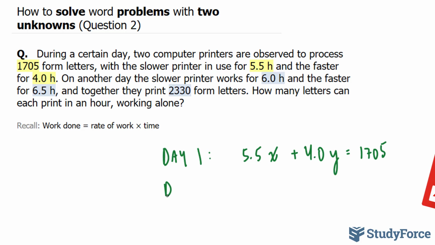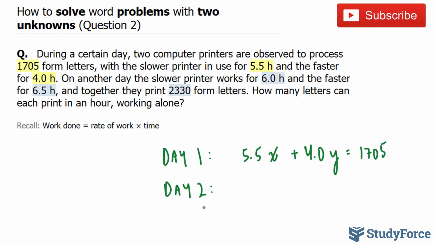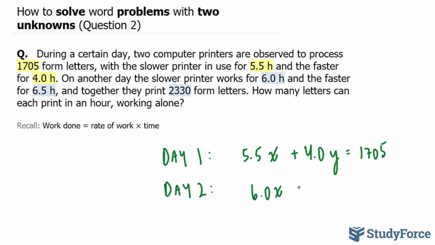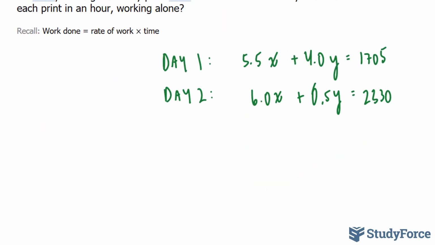1,705. On day 2, we are told that the slower one works for 6 hours and the faster one works for 6.5 hours. And together they print 2,330. Our job is to find x and y.